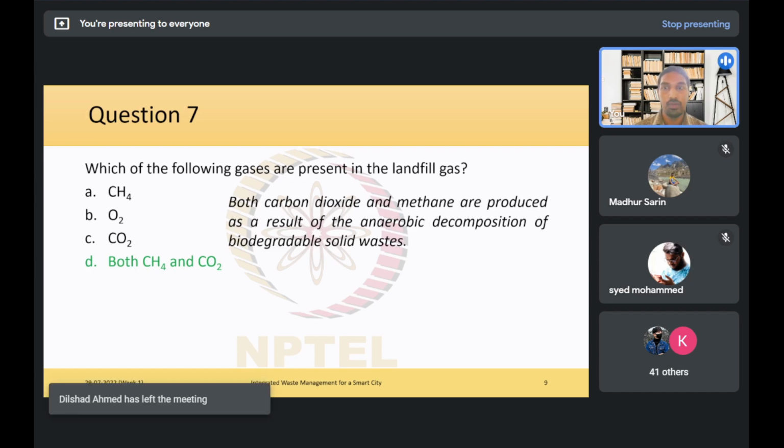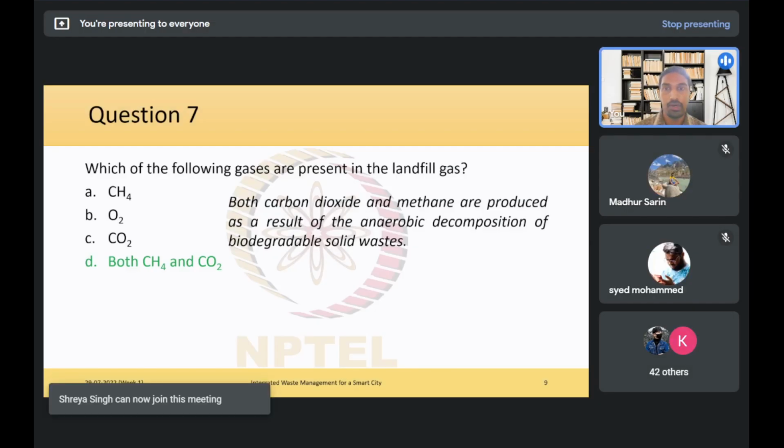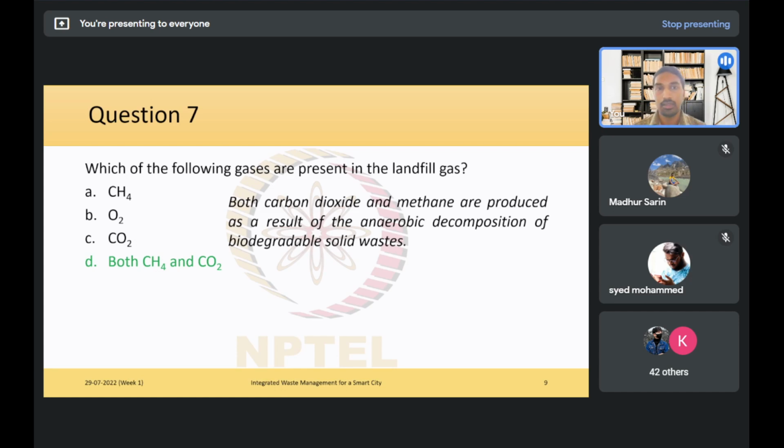So why do we get these gases? It is because the solid waste undergoes the anaerobic decomposition process. The biodegradable materials in the solid waste will go through anaerobic decomposition. There is not going to be oxygen supply because we will be covering these landfill sites. Because of that, anaerobic decomposition will take place, and the end products resulting from this anaerobic decomposition are methane gas as well as carbon dioxide gas. I think that is a straightforward one. Okay, any questions?